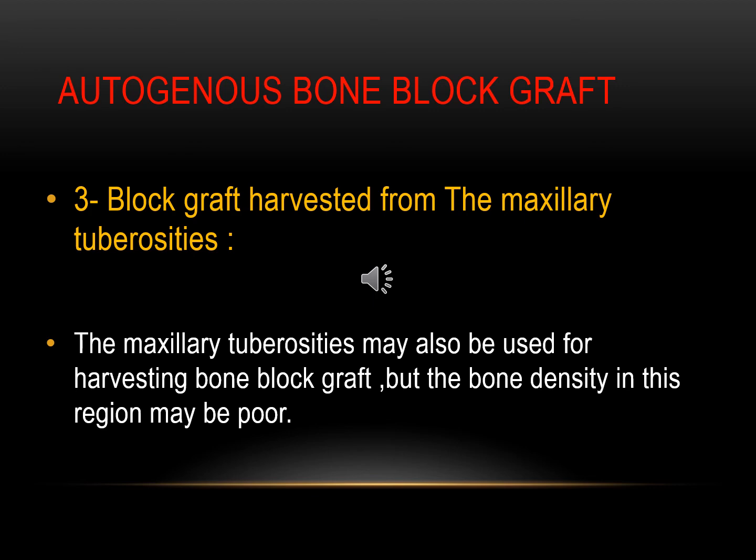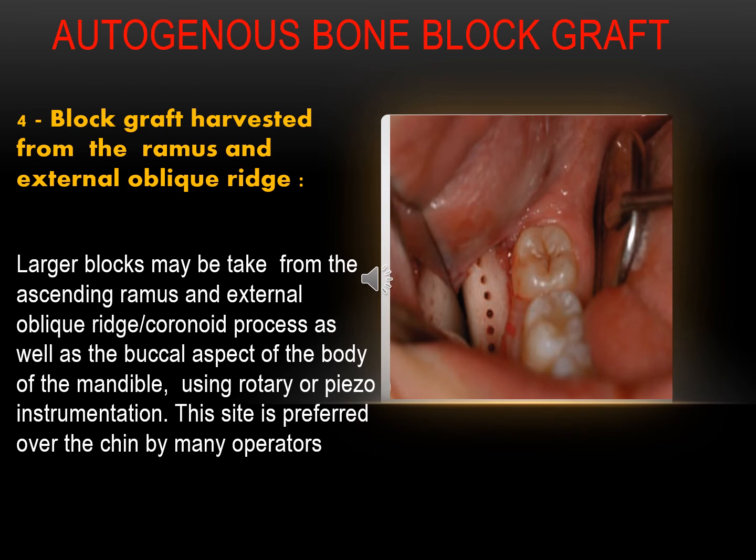The fourth intraoral site for autogenous bone block graft is block graft harvested from the ramus and the external oblique ridge. Large blocks may be taken from the ascending ramus and external oblique ridge, the coronoid process, as well as the buccal aspect of the body of the mandible.